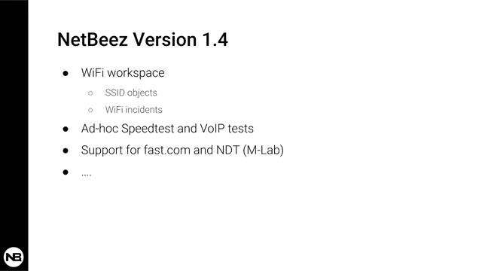Two other new additions to 1.4 are, for example, a speed test and VoIP test under the ad-hoc tab. So now you can run a speed test to the internet or a VoIP test whenever you need, without having to schedule a job, a cron job, as it was possible before. So we support both scheduled tests and ad-hoc tests for speed test and VoIP test.